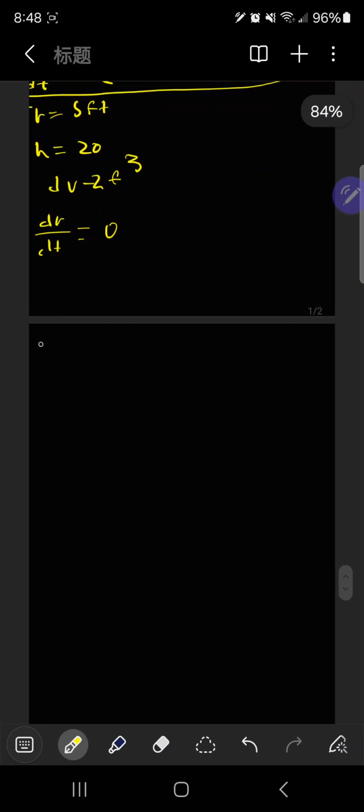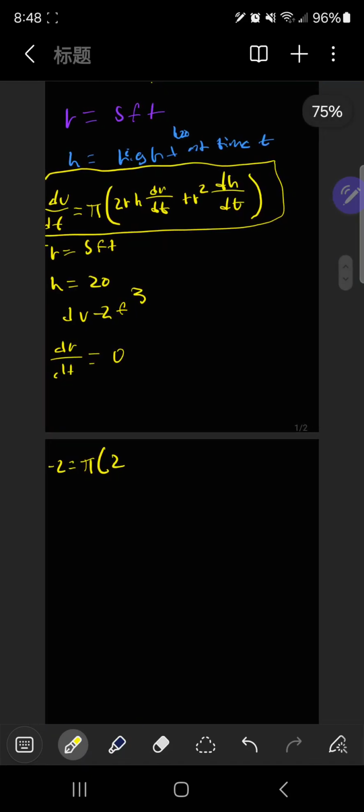So we're just plugging it in. It's going to be negative 2 equals pi times 2 times 5 times 20 times 0, plus 5 squared, which is 25, but let's just show how I'm doing it so you're not confused, and then dh over dt.